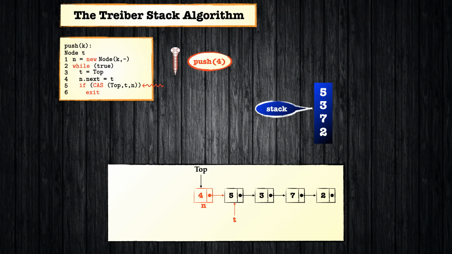Again, what we do is that we create a new cell, we let t point to the current topmost element in the stack, we check atomically whether the top element has changed or not. If not, then we succeed, the CAS operation will succeed, and we redirect the top pointer to point to our new cell, which is n. And now you see that if you look at the list here, it reflects a new content of the stack, where we have added the 4 as the topmost element.